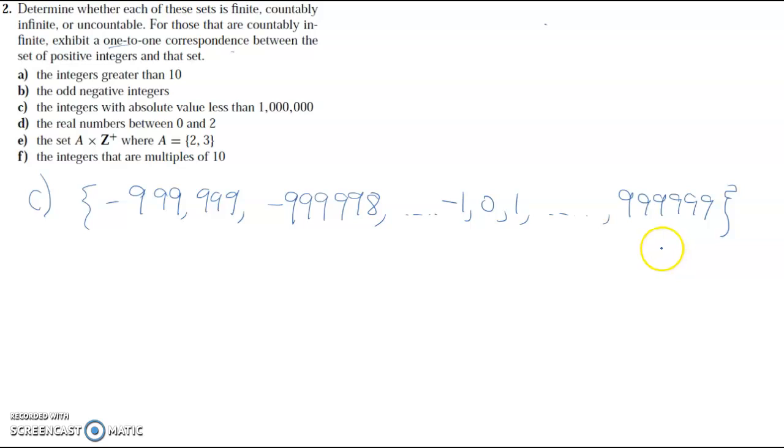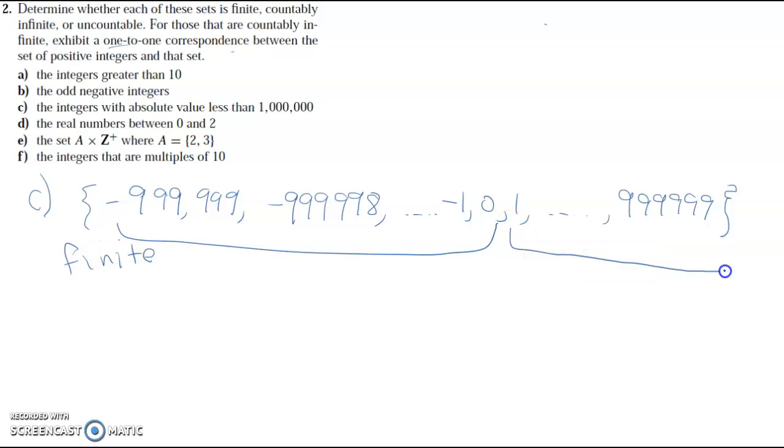Alright, so as we can see, this is a finite set. So the answer for C is finite. And if we wanted to talk about the cardinality, this would contain 1 million numbers on the negative side, and this would contain just one less than a million on the positive side. So the cardinality of part C would be just one less than 2 million. But we're talking about cardinality just because this is a finite set.